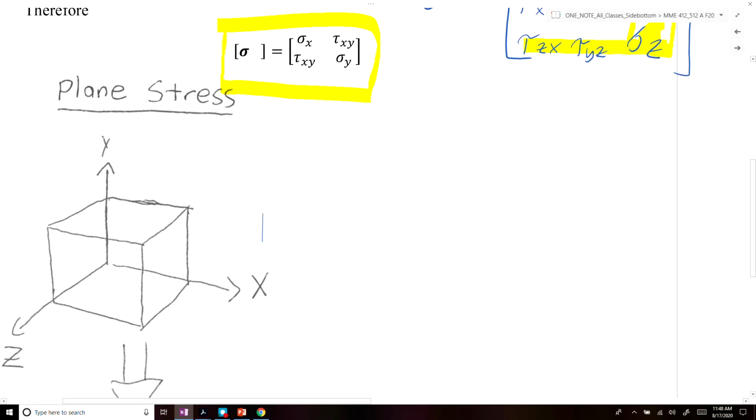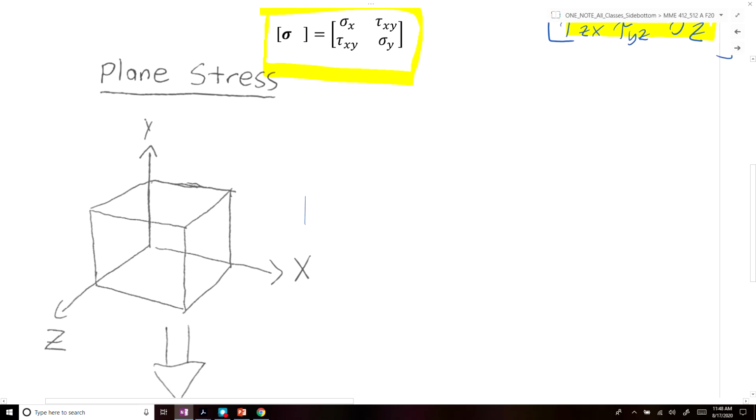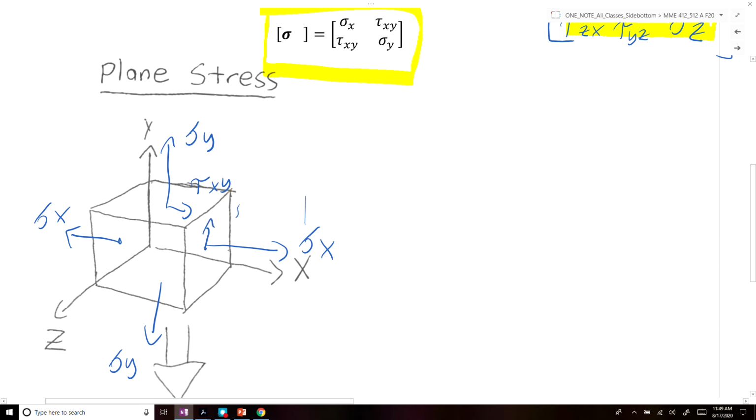All right. So what this looks like in 3D is we have our normal stress, sigma y, our normal stress, sigma x, as well as our shear stresses, tau xy, and our shear stresses, our shear stress is tau xy on all of the faces here.